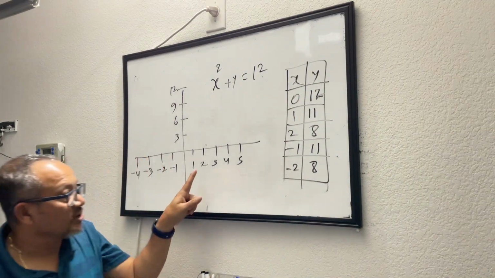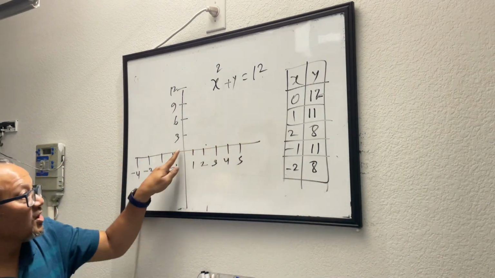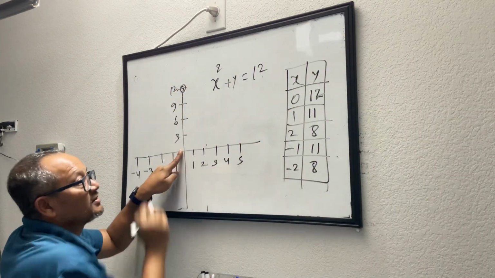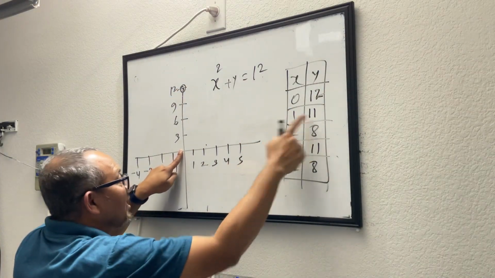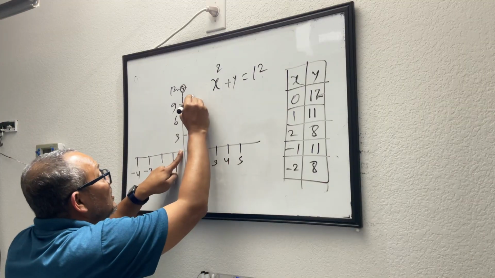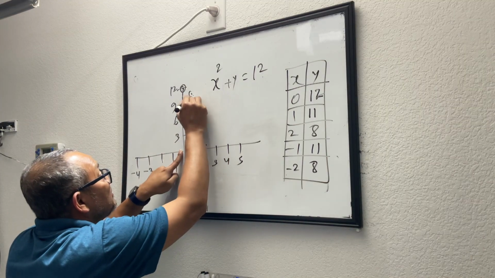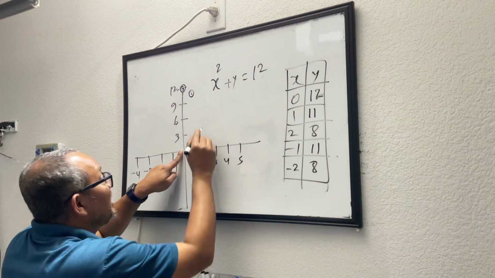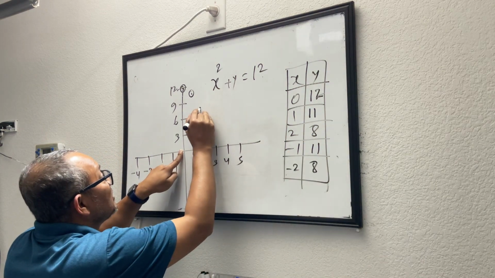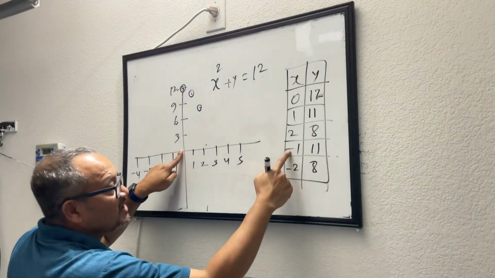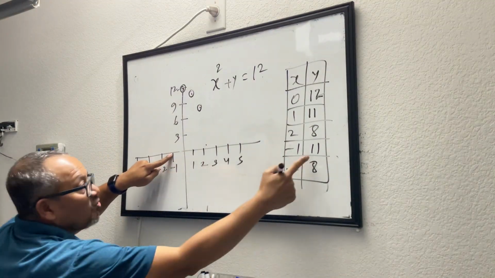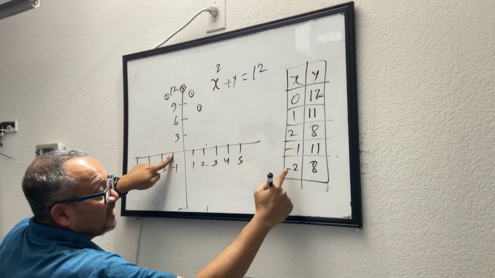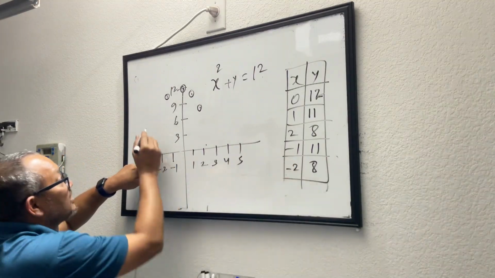Okay, so look at this. When x is 0, y is 12 here. When x is 1, y is 11. Probably here. When x is 2, y is 8. Probably here. When x is -1, y is 11. Here. When x is -2, y is 8.